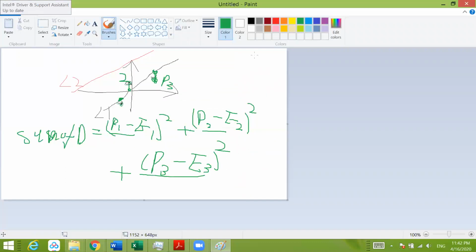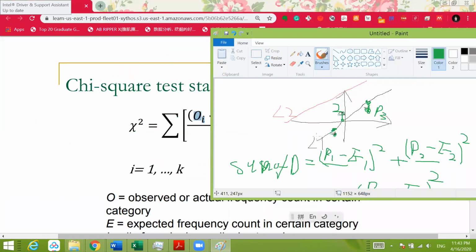If we calculate the sum of distance for the points and line 2, we can see the distance between the points and line 1 is much smaller than the distance between the points and line 2. So in this way, we can see line 1 is better than line 2 to fit those points.